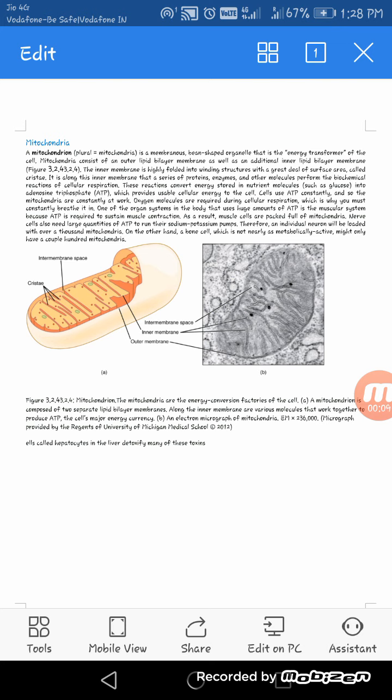Namaste. This is the class of Human Anatomy and Physiology 1. We are studying Unit 1, Cellular Level of Organization. So we have completed the different parts of the cell, and today we will do the mitochondria.